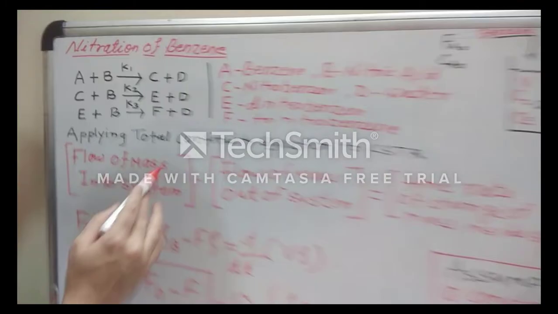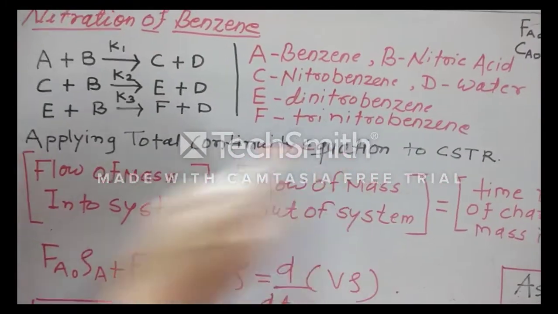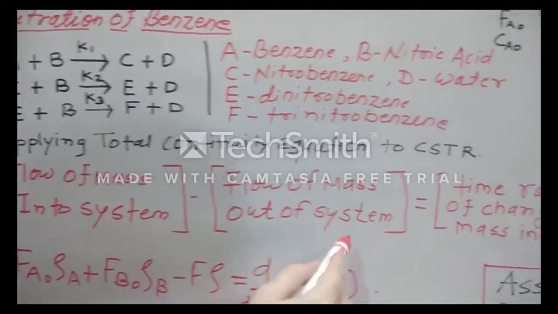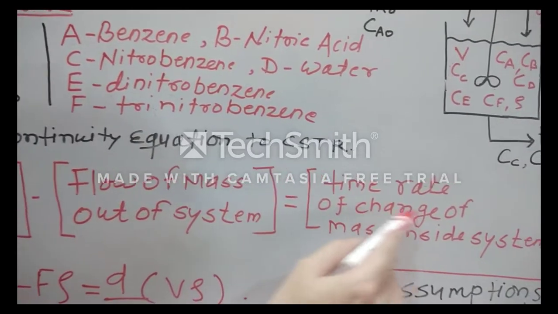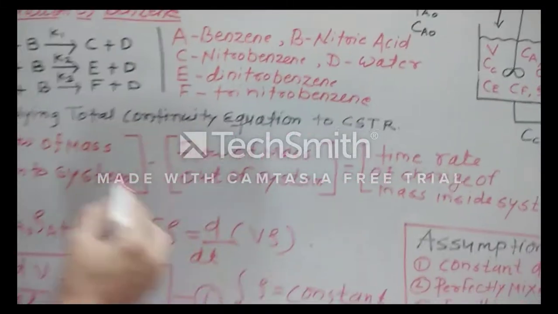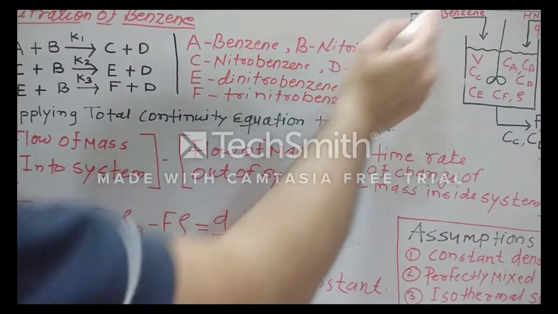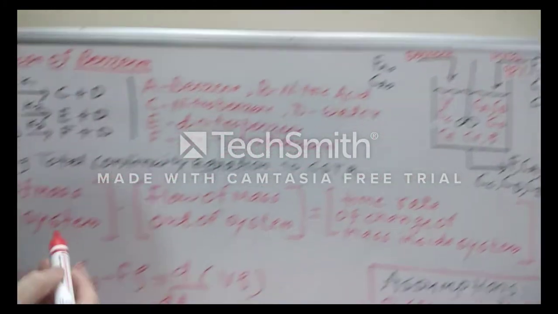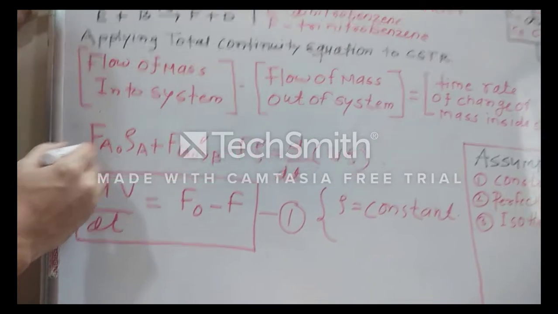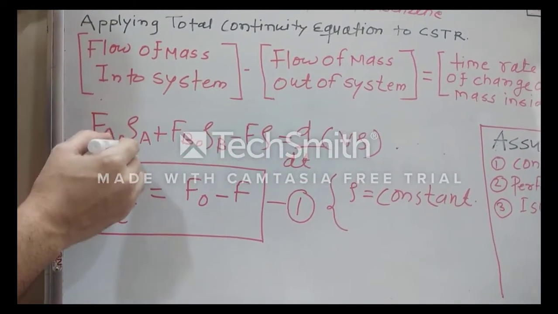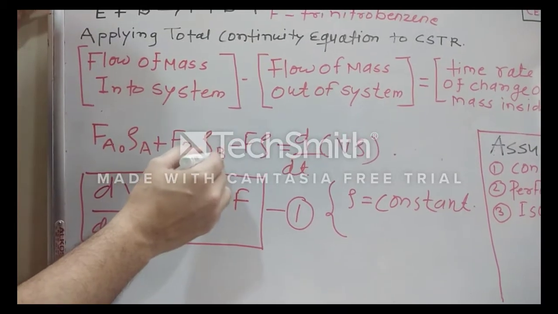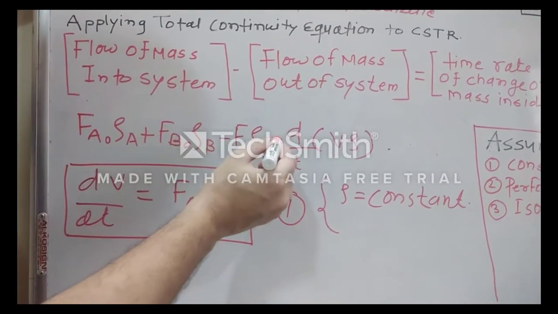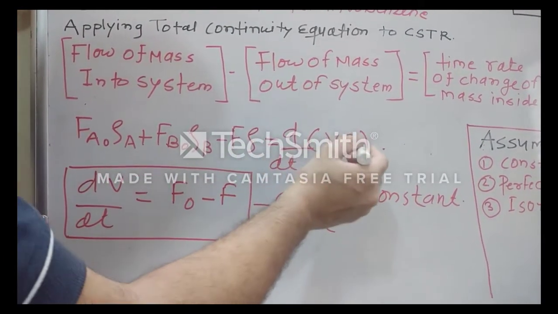The first fundamental law of modeling is the total continuity equation. The definition of total continuity equation is flow of mass into the system minus flow of mass out of the system equals the time rate of change of mass inside the system. Now, applying this to this system, these are the two inlet streams and this one is the outlet stream. By collecting the terms, we will get Fa0 rho A0, that is flow of mass into the system, plus Fb0 rho B0, minus the outlet stream mass flow, that is F into rho, equals d by dt of V into rho, that is mass.